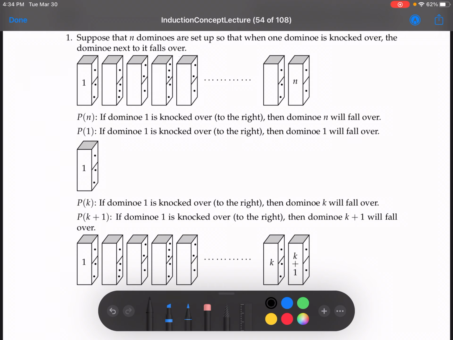So the statement we're going to prove is this right here. P of n: if domino 1 is knocked over to the right, then domino n will eventually fall over. So we push domino 1 to the right, and eventually domino n will fall over.